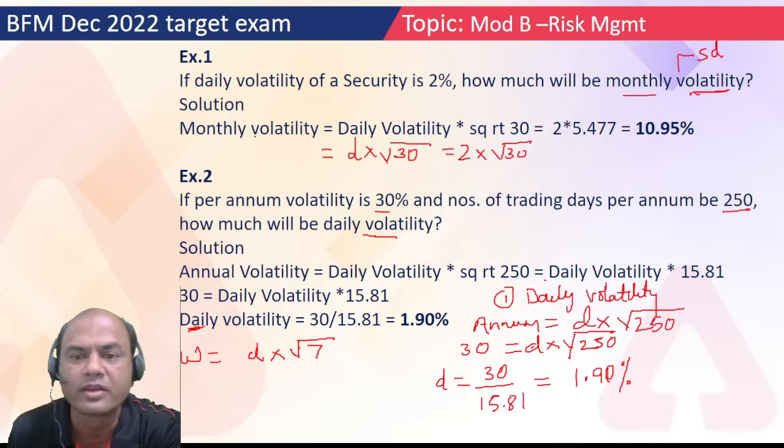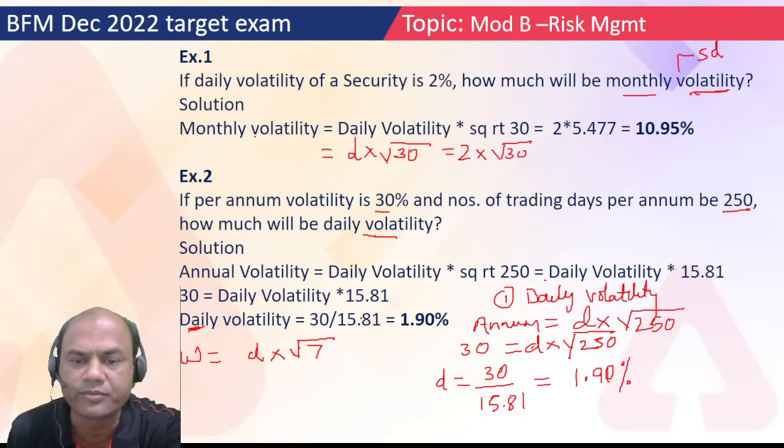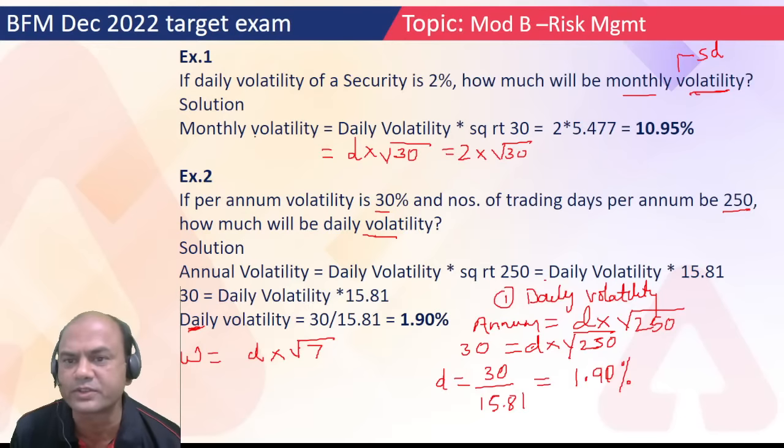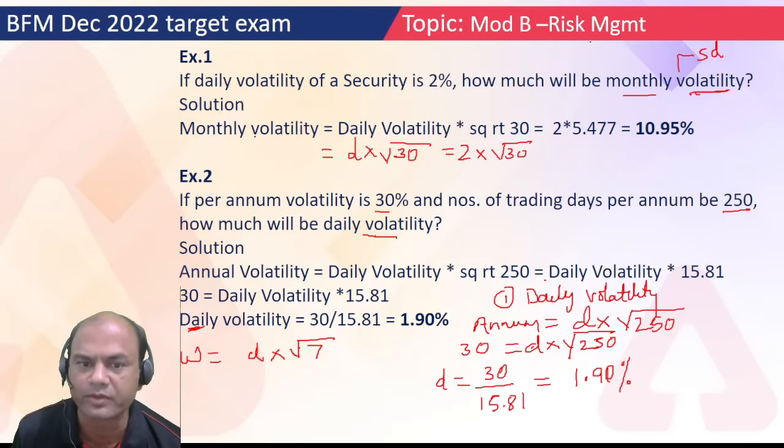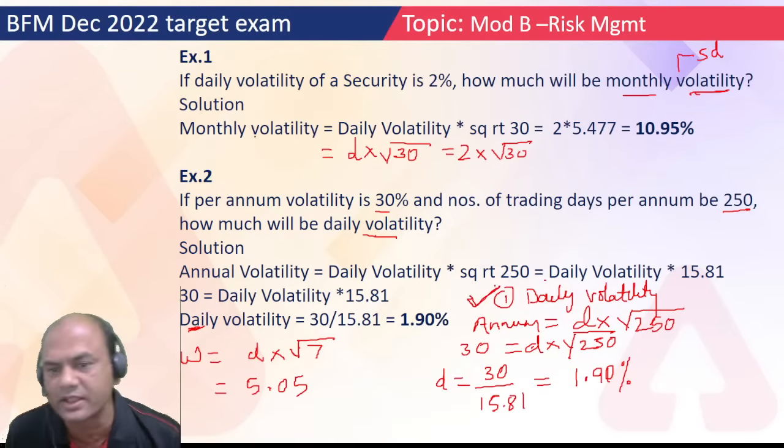What is square root of 7? One sec, let me get the calculation over here. So daily volatility is what? 1.91, right? So 1.91 into square root of 7. So what is square root of 7 now? 2.64, right? So 1.91 into 2.64. So the answer is 5.05. So if they ask you weekly volatility also, then you can definitely solve it. 5.05. Okay. Main target is your daily volatility. Main target is daily. Okay.